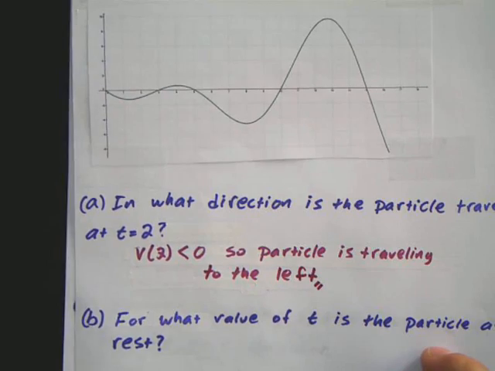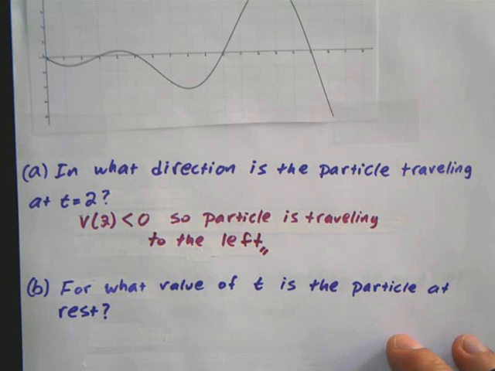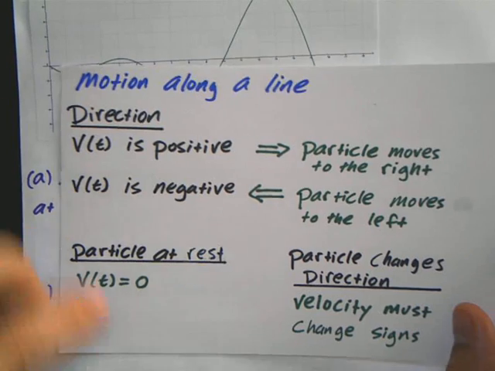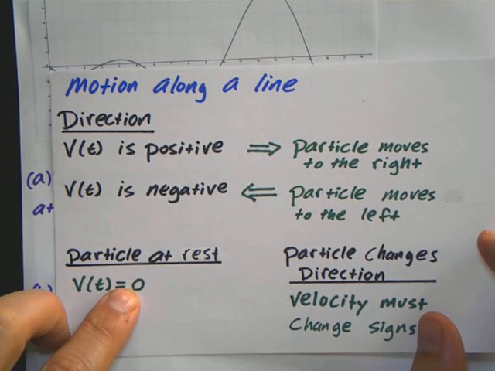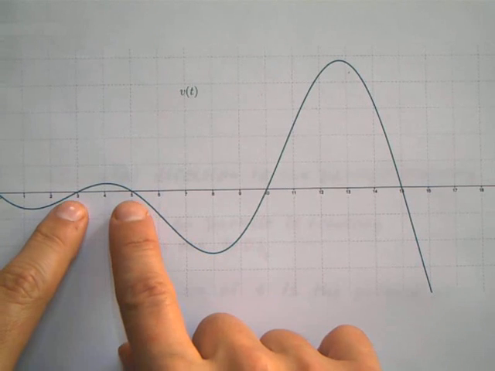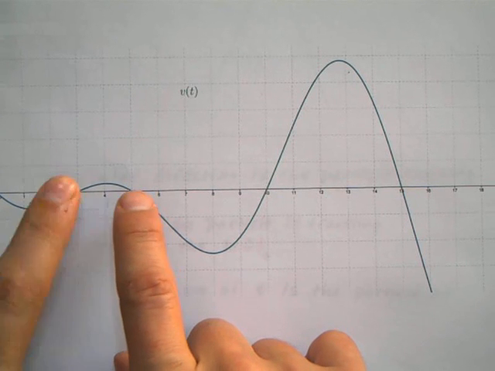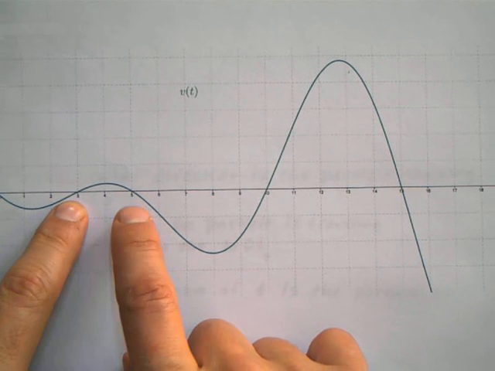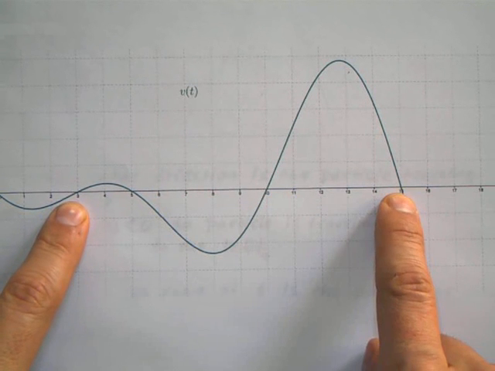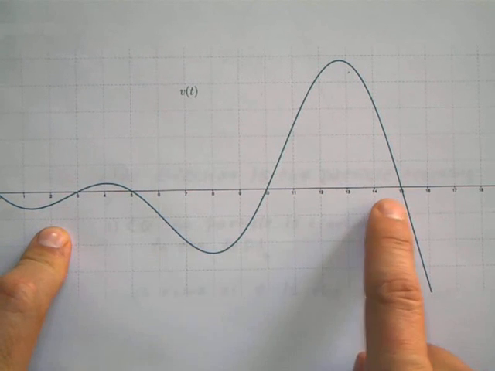Part B. For what values of t is the particle at rest? Again, going back to the definitions, a particle is at rest whenever the velocity is equal to 0. And that means graphically, something is 0 whenever it's crossing or hitting the x-axis. So it's 0 at 3, at 5, over at 10, and then also at 15. So velocity is equal to 0 at 3, 5, 10, and 15.